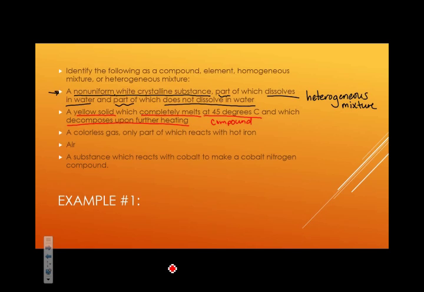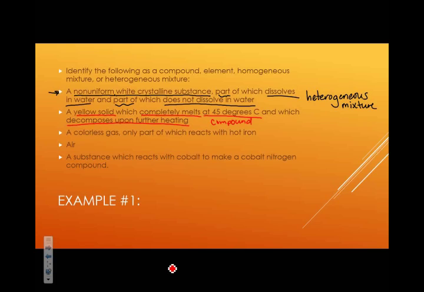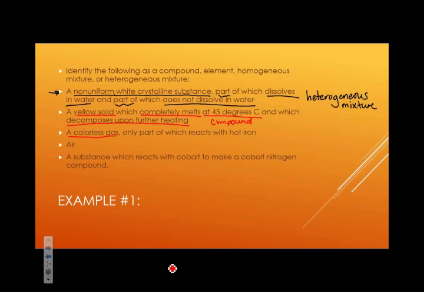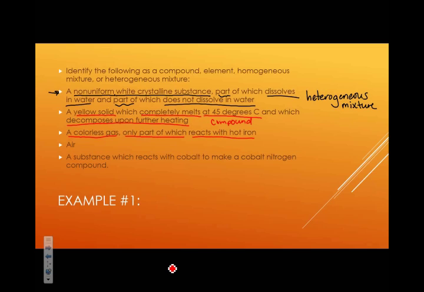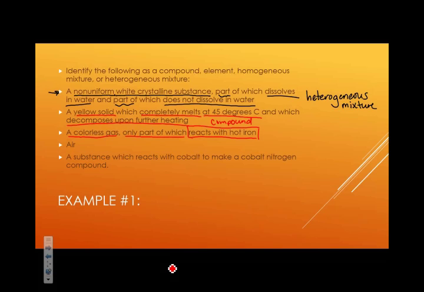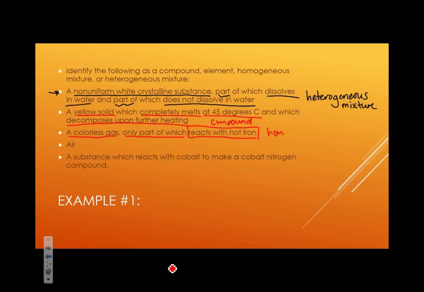In the next example, I have a colorless gas, okay, just one phase, so it's not a heterogeneous mixture, only part of which reacts with hot iron. So part of it has this chemical property, the rest of it does not. That's telling me it's not a pure substance, because if it was a pure substance, if it was an element or a compound, all of it would react with hot iron or all of it would not react with hot iron. So this must be a homogeneous mixture.